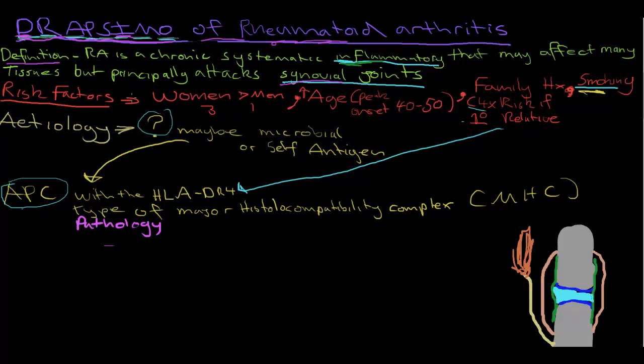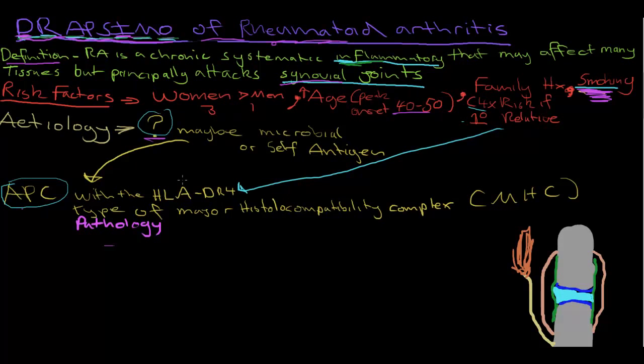Risk factors: women more than men, age, peak onset 40 to 50, family history, and there's a reason for that, probably, and smoking is another risk factor. I guess it's a risk factor for almost everything. Now, etiology, they don't really know. Simply put, don't really know. Maybe it's microbial, or maybe it's a self-antigen.